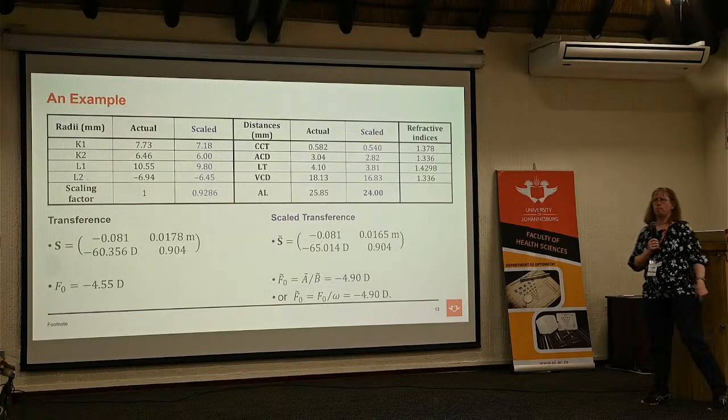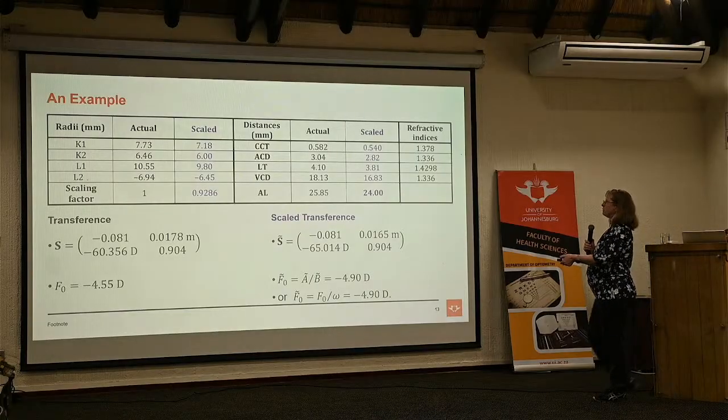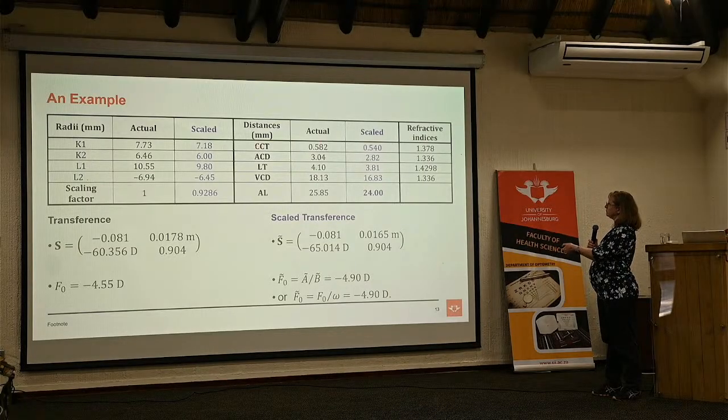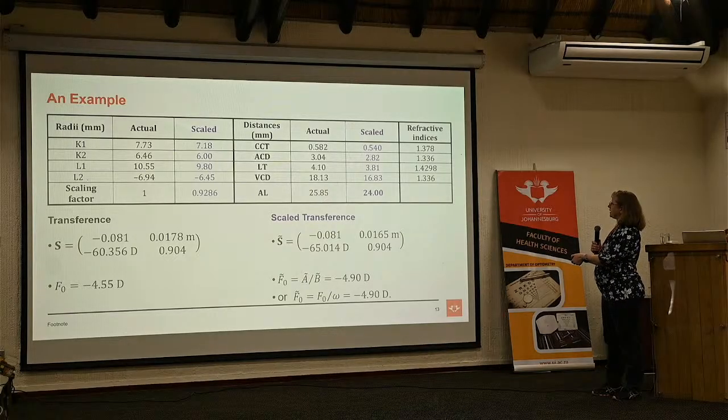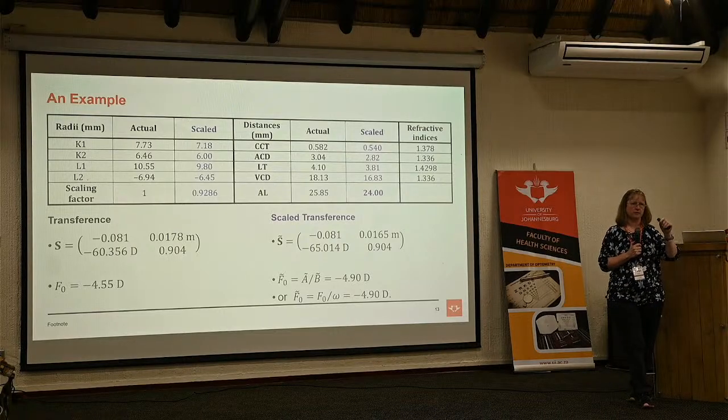Let's look at an example. So here we have a 4-surface eye. We have the front and back corneal radii of curvature, same for the lens and our various distances. If we take the axial length of 25.85 and we scale it down to 24, our scaling factor is 0.9286. So it's a little bit of a scale.